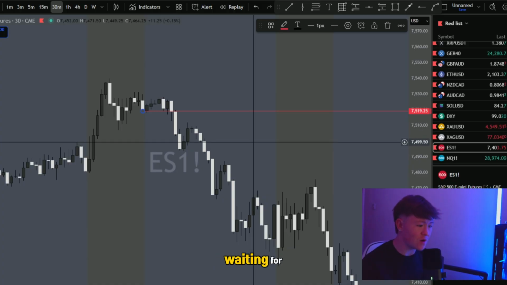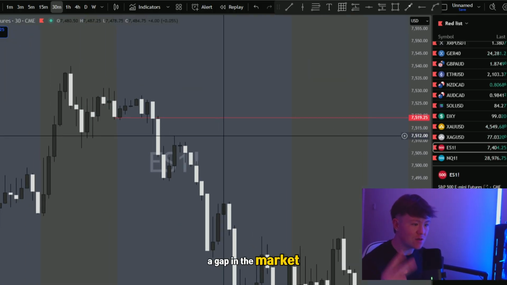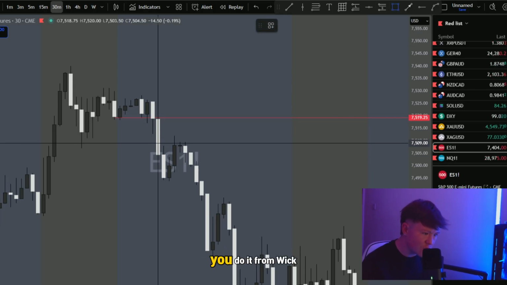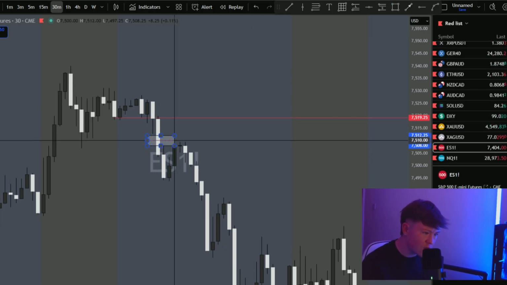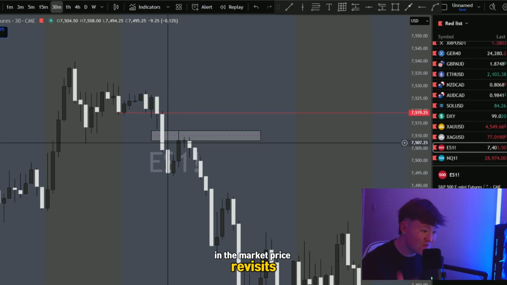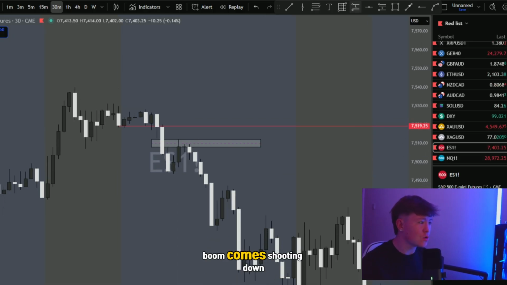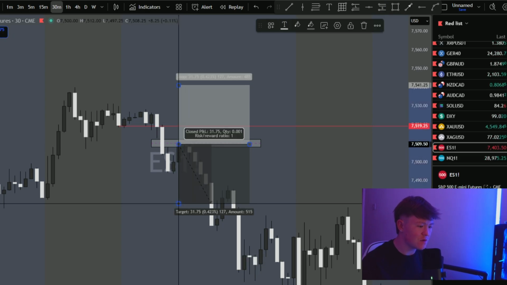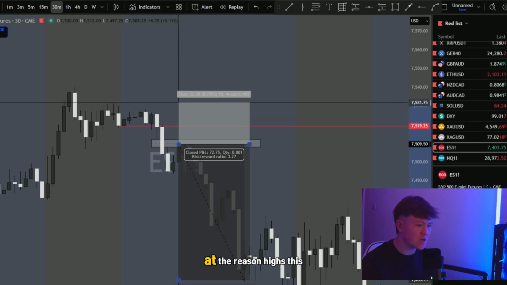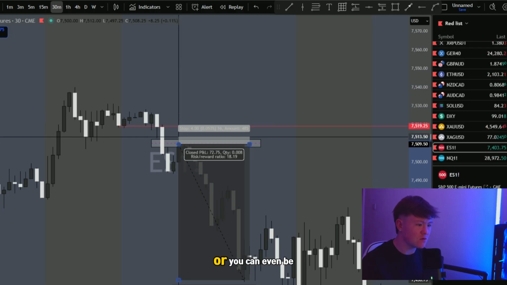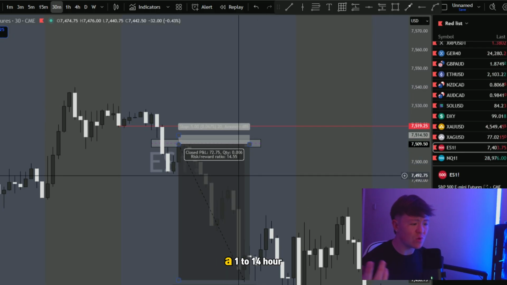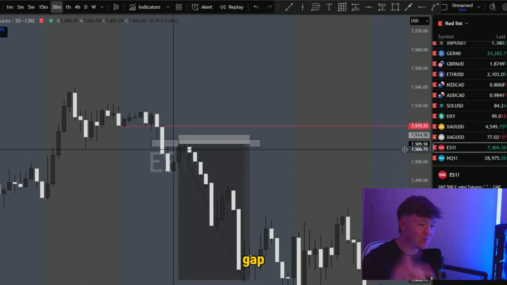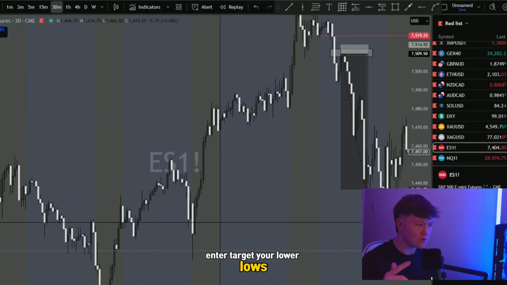Step 2, what are we waiting for? A gap in the market, which is here. An impulsive move here. So you get your rectangle, you do it from wick to wick. What have you got? Gap in the market. Price revisits it. Boom. Comes shooting down. As you can see, stops at the recent highs, this high, or you can even be brave, and there, boom, a 1 to 14 R right there, just with the break of structure, back into the fair value gap, enter, target your lower lows.